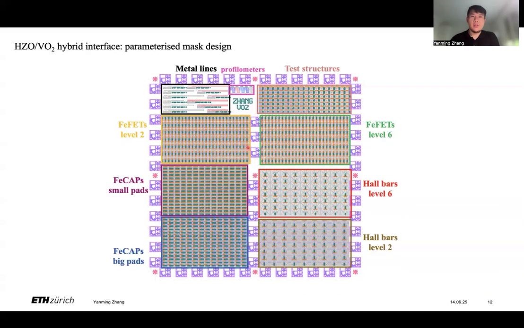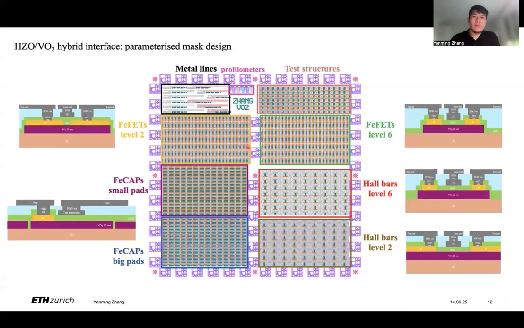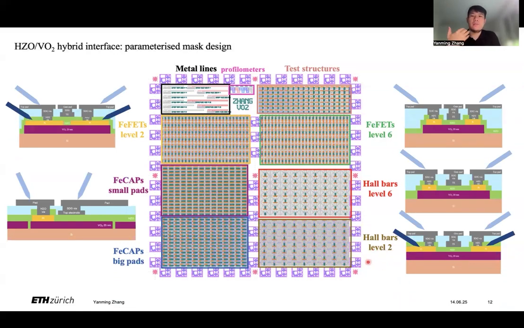To achieve this, here is our mask for UV lithography. As you can see, we have several blocks of devices and also some test structures on the top to check the ferroelectricity of HZO. All of the devices can be measured from the top. And in order to have a better understanding of the VO2, we also designed some lower-level structures, like the level 2 structures with much bigger platinum pads, so that we can measure during the processing stage without finishing the whole structure.